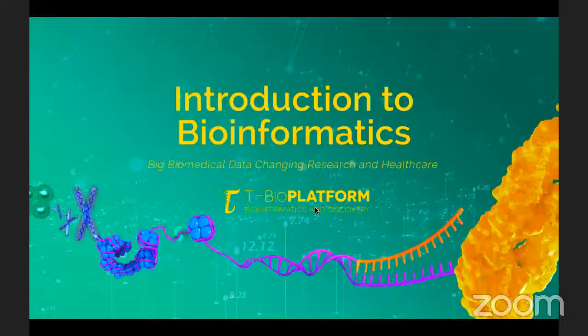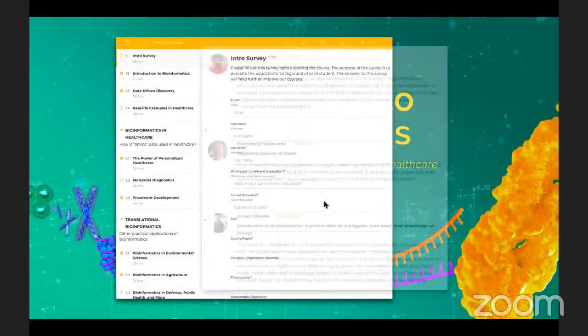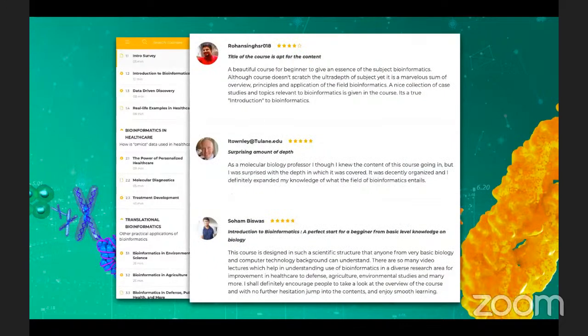Now, this is the first course that I had spoken about earlier, and Ilya had also mentioned, which is the Introduction to Bioinformatics. If you have not yet taken this course, you can go to edu.t-bio.info, and under courses, you will find this free course. This free course also comes with a certificate. So you can get started with it right away if you have not yet done any of the courses. You can see that there are a lot of reviews by other participants who have taken this course before you.